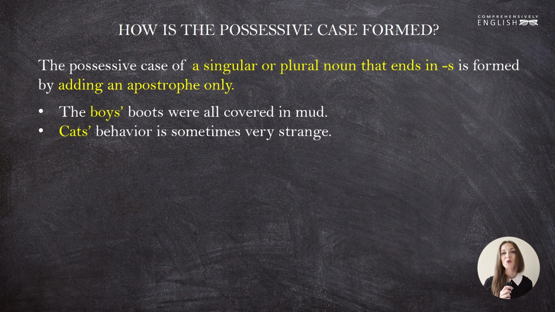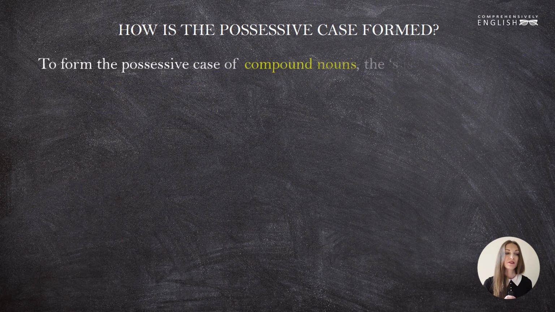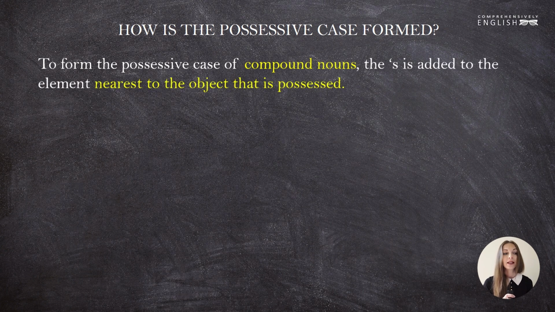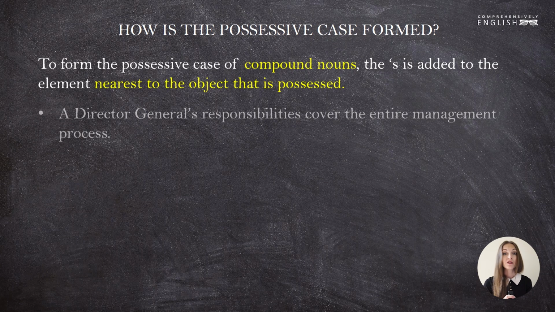Now, what do we do with compound nouns when we have several words? Where exactly do we add the possessive? To which of them do we add the apostrophe? To form the possessive case of compound nouns, the S is added to the element nearest to the object that is possessed. Let's see. A Director General's responsibilities cover the entire management process.